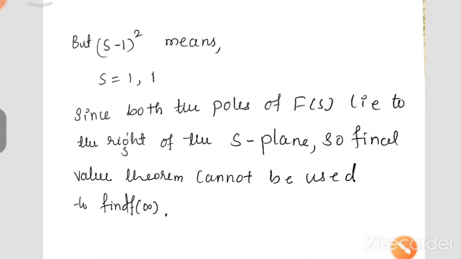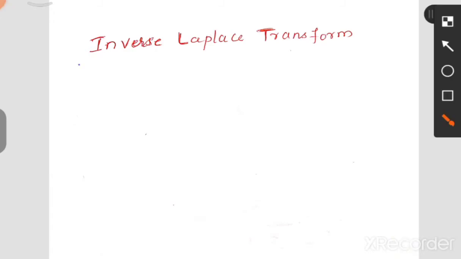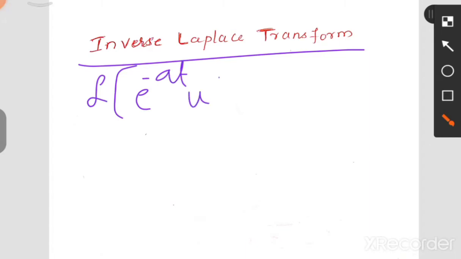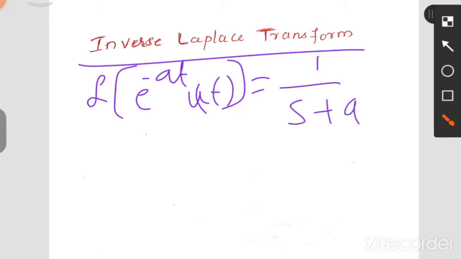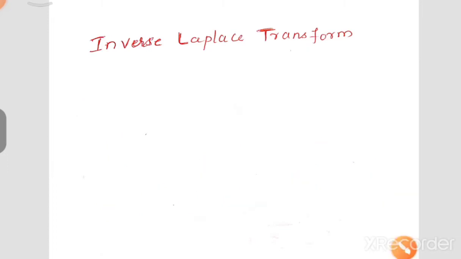Okay, now we'll discuss the inverse Laplace transformation. So the Laplace transformation of e raised to minus at into u of t, when you have calculated, is 1 divided by s plus a. Correct? So like this we used to calculate. Now if 1 divided by s plus a is there, its inverse Laplace transformation will be e raised to minus at into u of t. Okay, how do we have to calculate this?